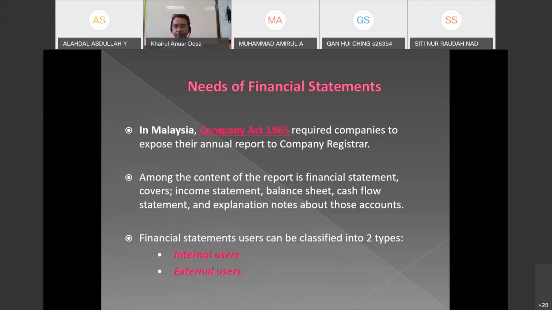All the companies, all types of companies must publish, must expose, must issue their annual report year by year. One of the chapters in the annual report is the financial statement.